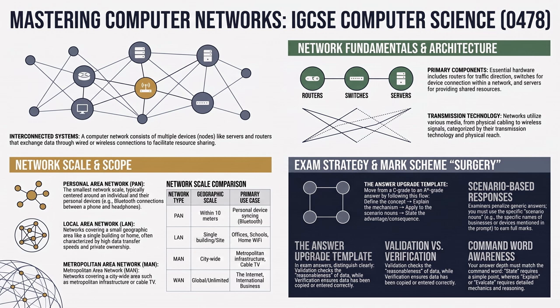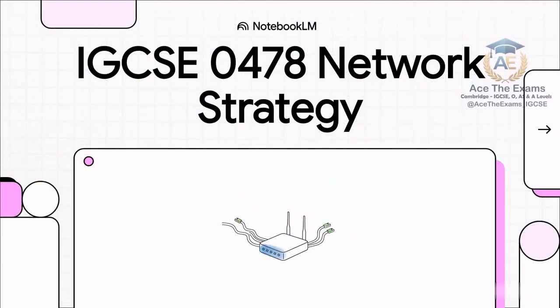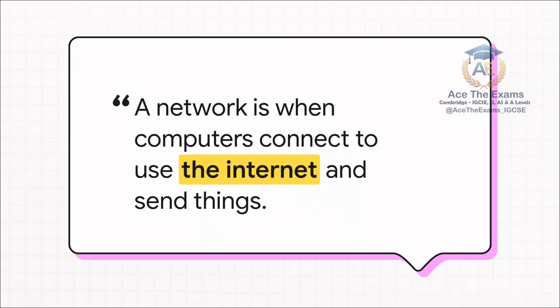Picture this. You open your exam paper, you see a massive 6-mark question on computer networks, and you write down an answer that feels perfectly logical to you, only to find out on results day that it literally cost you an entire grade boundary.